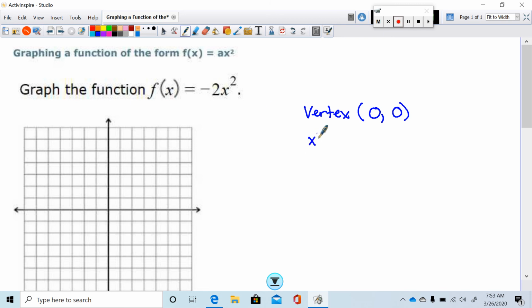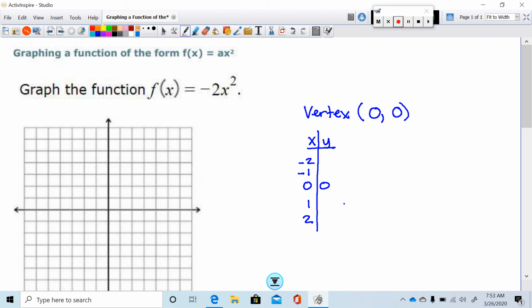Now when you're graphing a parabola, you want 2 points higher than the vertex and 2 points lower than the vertex. So I'm going to put the vertex in the middle. 2 points higher, I'm just going to use 1 and 2. 2 points lower, -1 and -2. Now I'm just going to deal with the positive values because they're easier to calculate with less mistakes. And we're going to use symmetry to fill in the rest of the table.